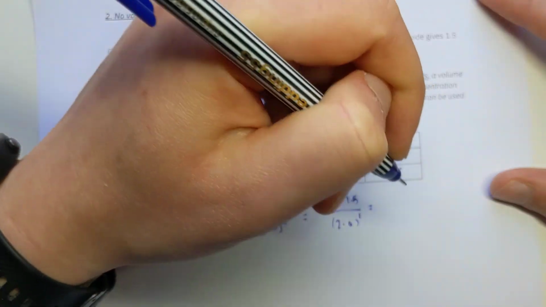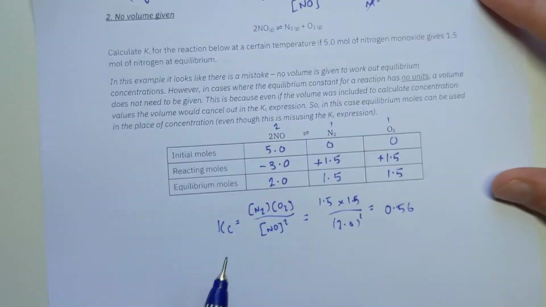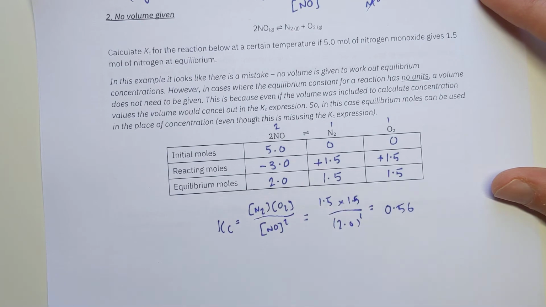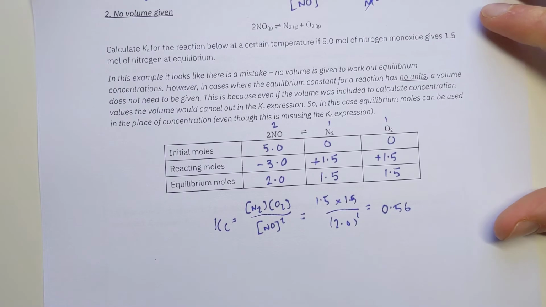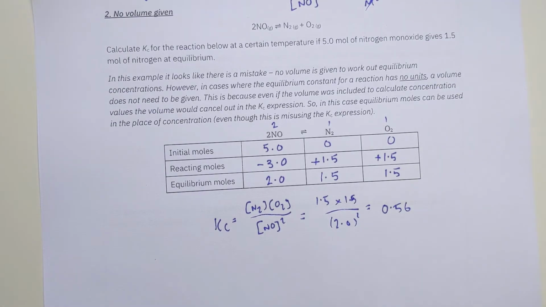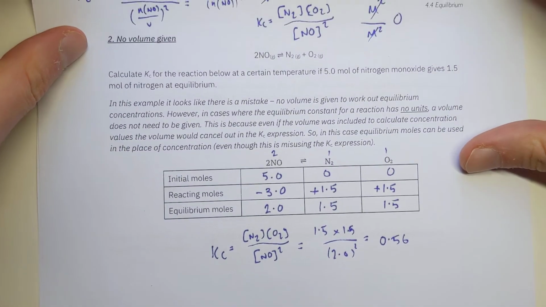Type that into my calculator, end up with 0.56. Again, I've got two significant figures here, so leave my answer at two significant figures. And it looks like I should put units in, but remember, we emphasized many times, there's no units to this Kc expression, so my answer is just 0.56. That's just the answer.